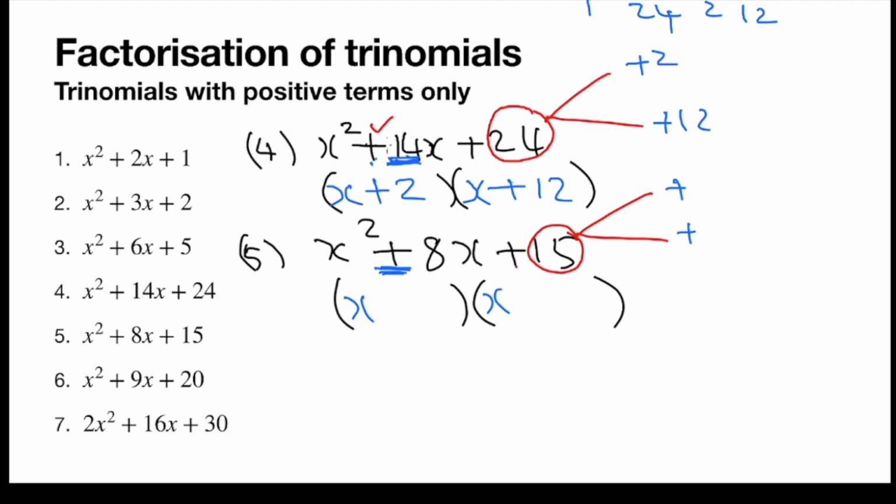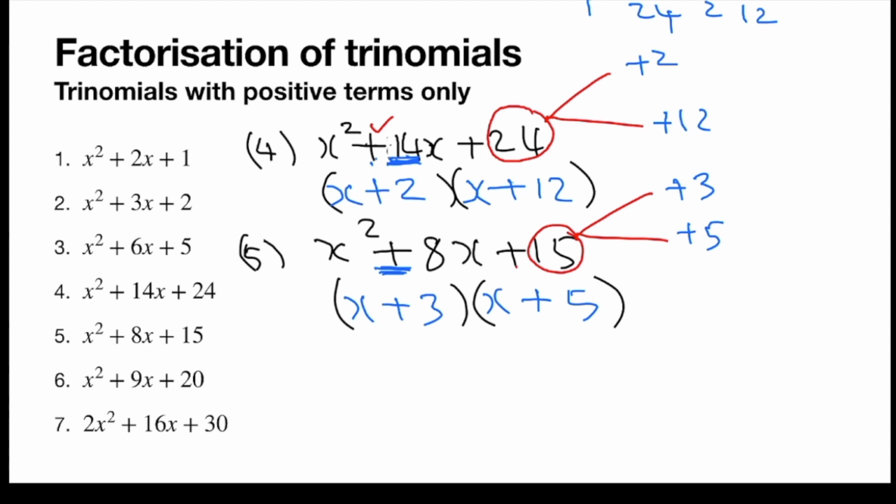Now, which two numbers would you multiply by each other to get 15? But when you add them, you get 8. That's where you do the thinking. And so the two numbers are 3 and 5. 3 times 5 will give you 15. But 3 plus 5 will give you 8. So those are the numbers. So put your plus 3 anywhere in one of the brackets and put your plus 5 in the other bracket. Okay.